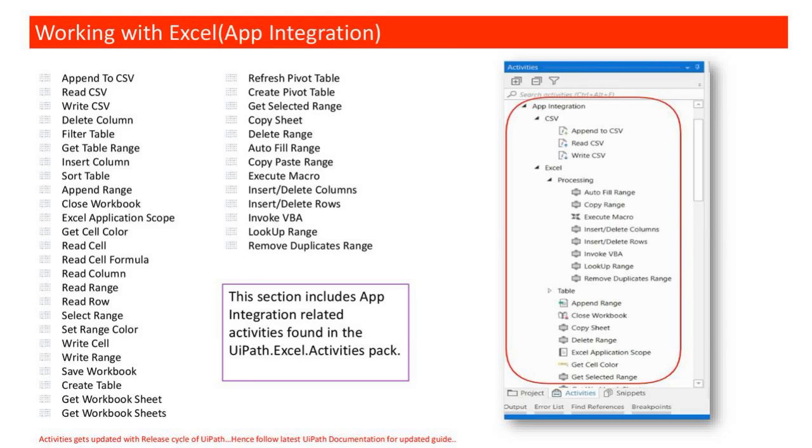And that's the reason I have mentioned activities keep updating, and it has to do with the release cycle and also with the Microsoft Office product update. So if there is an update in a product, there might be a chance that you'll get a new activity bundled with UiPath to perform those tasks.